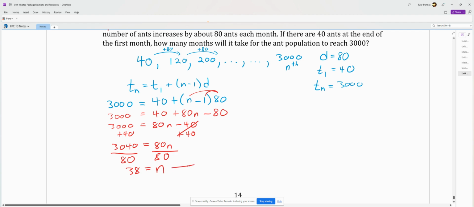So therefore, n is equal to 38 months. Since we have context, we should give our answer in context. After about 38 months, we're going to have a population of 3,000 ants approximately. That concludes our final lesson on arithmetic sequences.